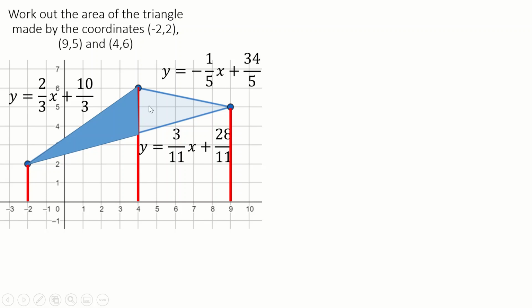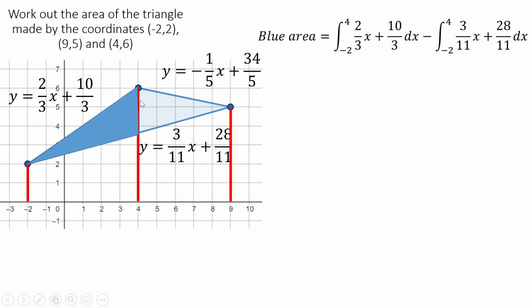What I'm going to do is I'm going to say, well, between here and here, if I draw two more lines down here, the area of this blue triangle here is the integral between 4 and minus 2 of the top line, 2 over 3x plus 10 over 3, minus the integral between 4 and minus 2 of the bottom line, 3/11x plus 28 over 11. So that's going to be the blue area.